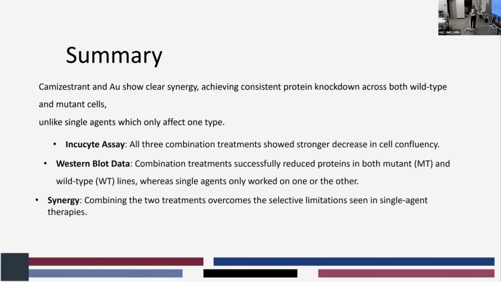So in summary, camizestrant and AU show clear synergy, achieving consistent protein knockdown across both wild type and mutant cells, unlike single agents, which only affect one type. Our Incucyte assay shows that all 3 combination treatments show a stronger decrease in cell confluency. Our Western blot showed that combination treatments successfully reduced proteins in both mutant and wild type cell lines, whereas single agents only worked on one or the other. And synergy was shown by combining the 2 treatments to overcome the selective limitations seen in single agent therapies.